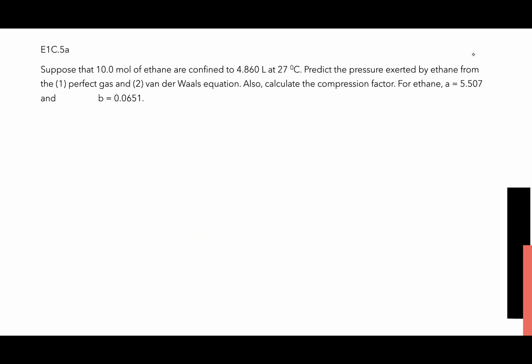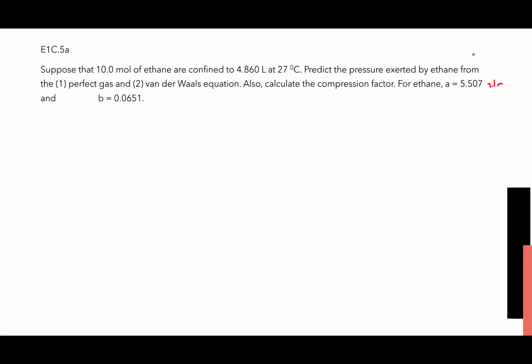All right, here's another example. Suppose that 10 moles of ethane are confined to 4.860 liters at 27 degrees Celsius. Predict the pressure exerted by ethane from the perfect gas law and the van der Waals equation. Also calculate the compression factor. For ethane, A is 5.507, and I believe this is going to be given to you in atmospheres. And B is going to be 0.0651.